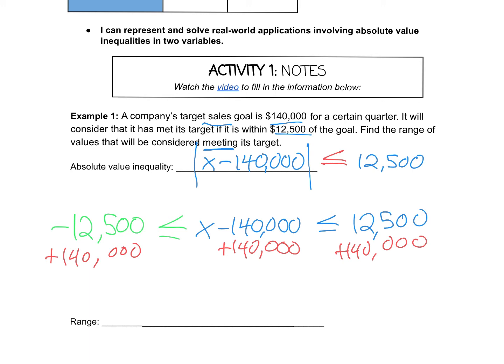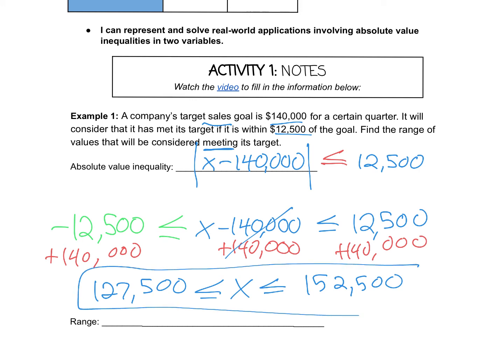So then I do the math. Those cancel. I have x in the middle, less than or equal to 152,500 on the right, and 127,500 on the left. And so that is my range of values. X can be between 127,500 and 152,500, and we'll still consider that meeting the goal of 140,000.